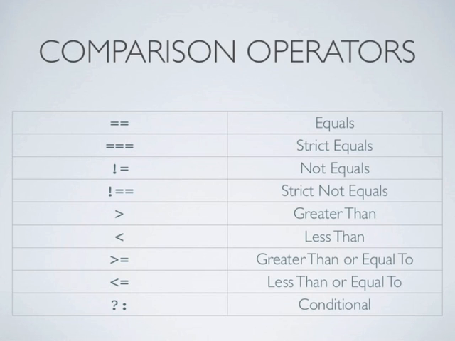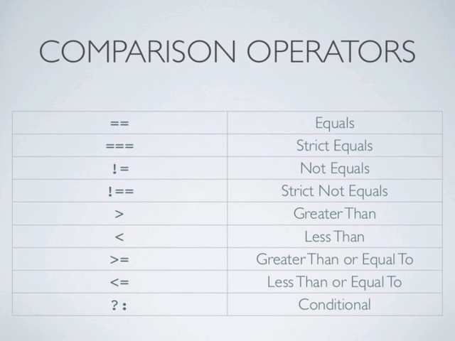The next operator, the triple equal sign, is called the strict equality operator. What it will do is again check to see if what's on the left is equal to what's on the right, but it will not try to coerce data types. So if the data types are not the same, it will return false and say these two things are not equal to one another.